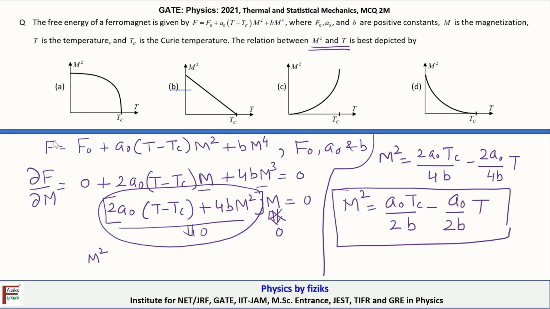Now if you take a look at this expression, and if we plot a graph between M square versus T, all the terms in this expression are constant. So this is an equation between M square, which you can call M dash, and T. Y equals mx plus c, where the slope is negative, minus a naught by 2b, and the intercept c is equal to a naught Tc upon 2b. So this relation is best described by the option that shows a negative slope between M square and T, and the intercept on the y-axis gives us the information about the critical temperature also. So this is the correct option here.